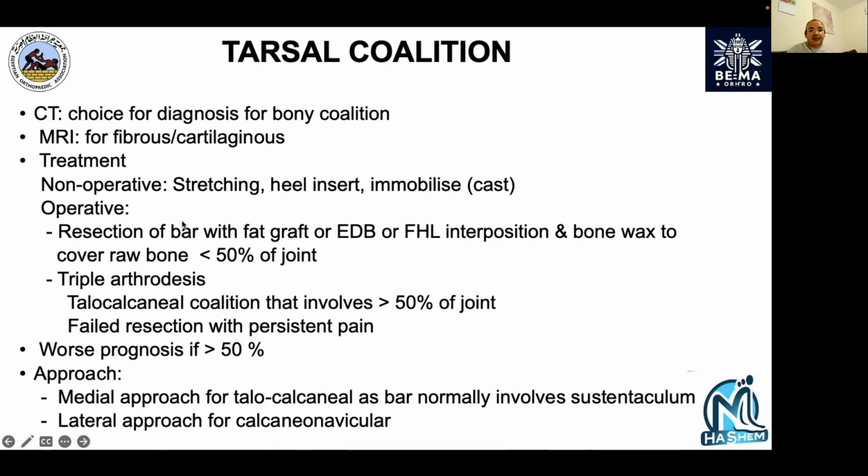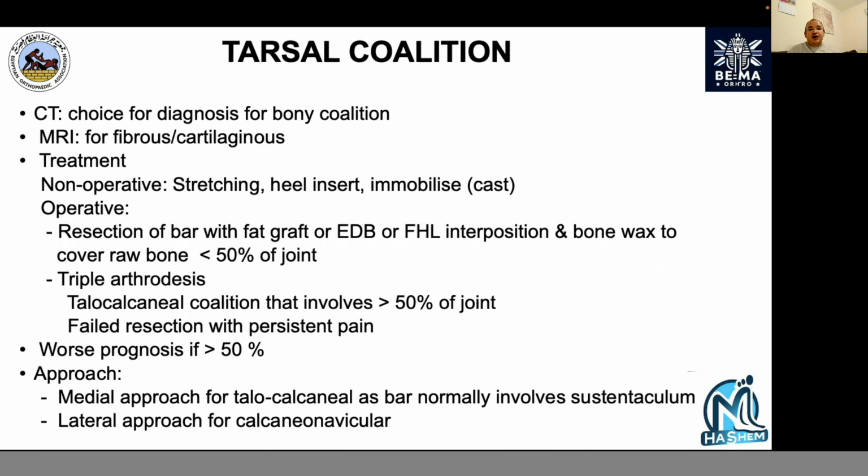It's easier to make this coalition into a complete fusion or arthrodesis, so the patient is away from pain. Again, if the patient is painful over the tarsal coalition side, you will deal with the tarsal coalition according to the CT. If less than 50%, I will take the coalition off, maintain the joint supple again, and put some interposition with fat or tendon. If the tarsal coalition is more than 50%, I will complete it to a complete arthrodesis or fusion. If it's more than 50%, it's definitely a worse prognosis because these are very young patients.